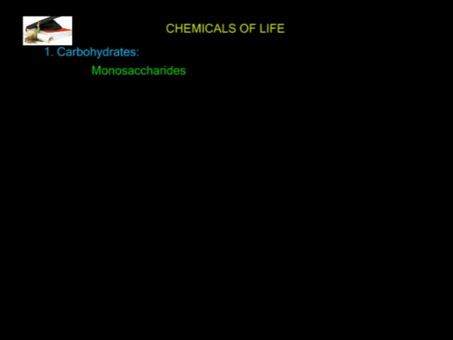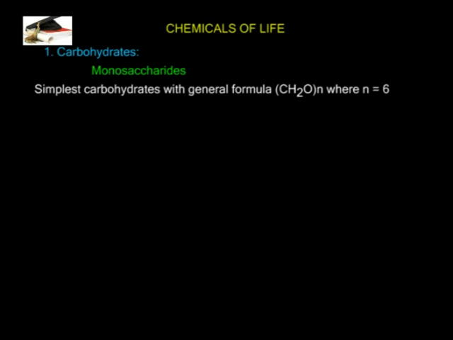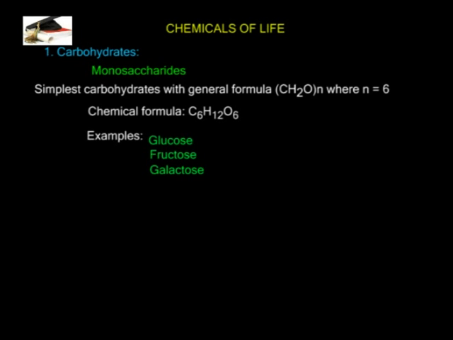Monosaccharides. Monosaccharides are the simplest carbohydrates and have the general chemical formula of CH2O in bracket N, where N is 6, and hence their chemical formula is C6H12O6. Examples include glucose, fructose, and galactose. They are called simple carbohydrates.